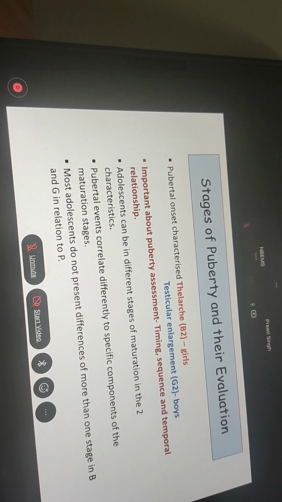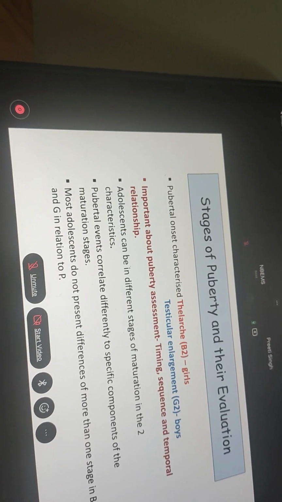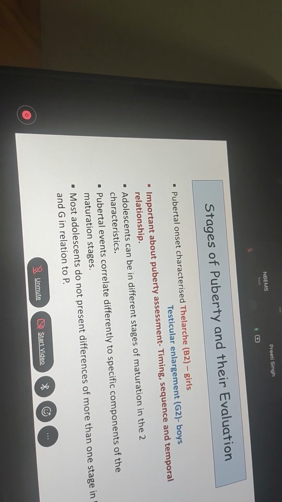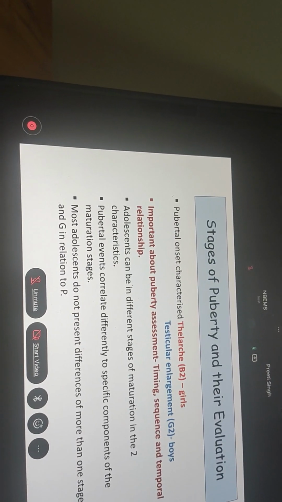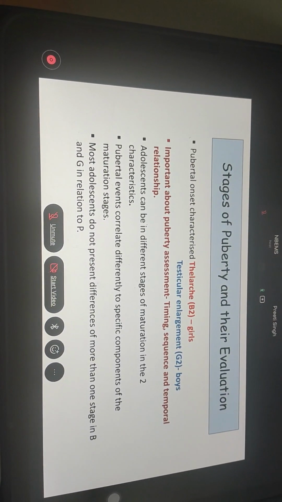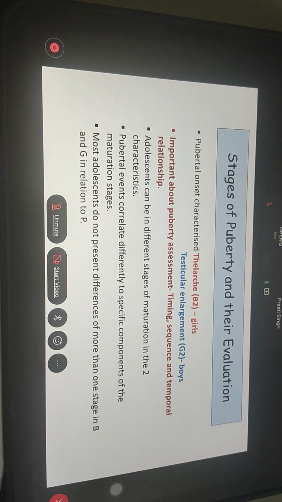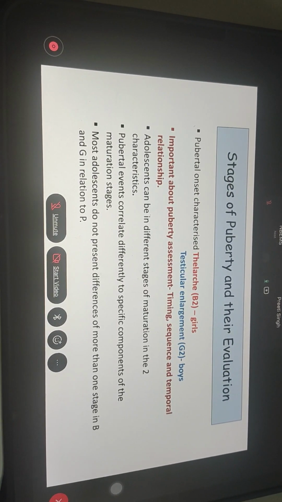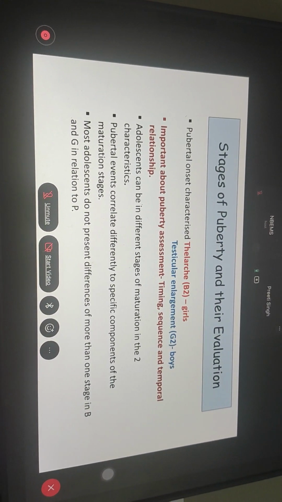Now, in girls, the first sign of puberty is thelarche, that is the appearance of the breast bud. While in boys, the first sign of puberty is the increase in testicular volume, which is denoted by the stage G2. So whenever we have the appearance of the breast bud in females, we call it thelarche, which is denoted by B2, while in boys, the testicular enlargement is denoted by G2.